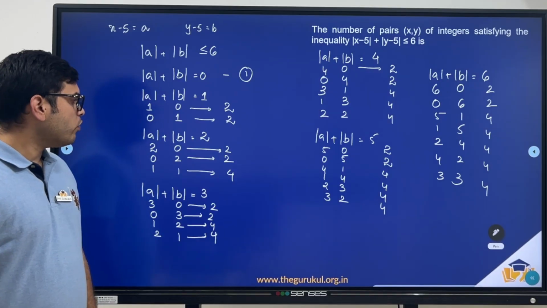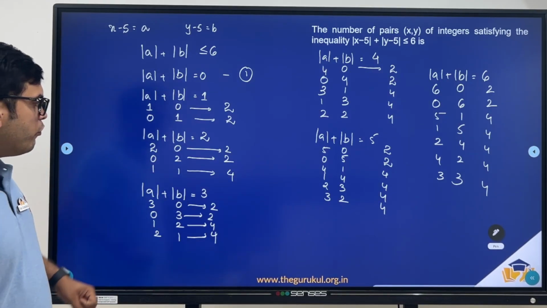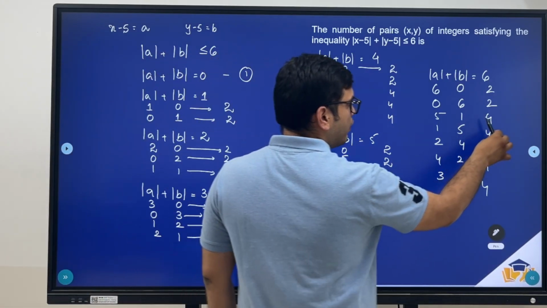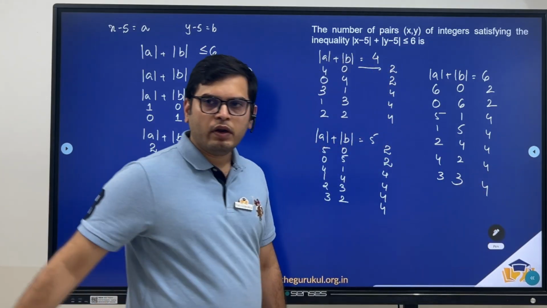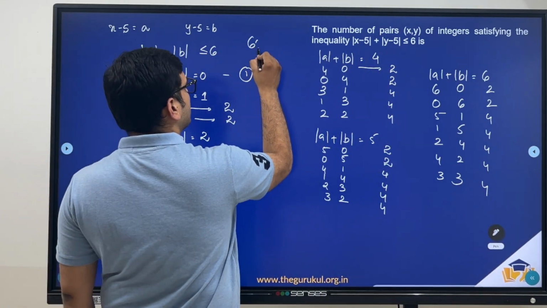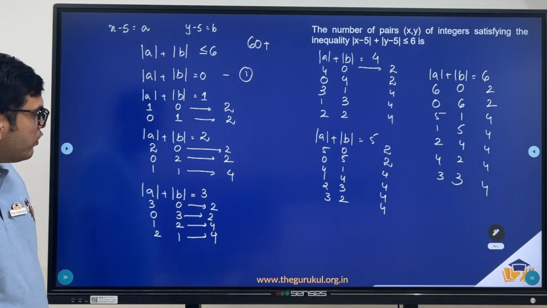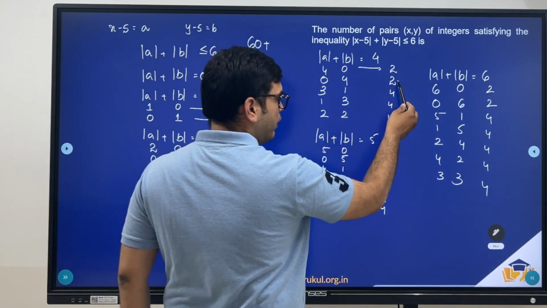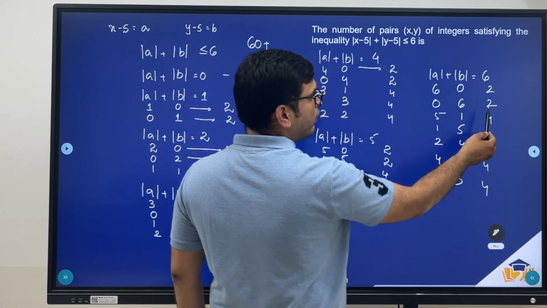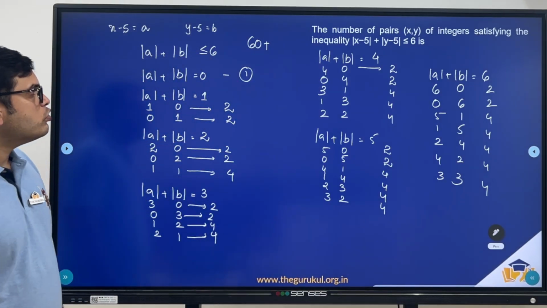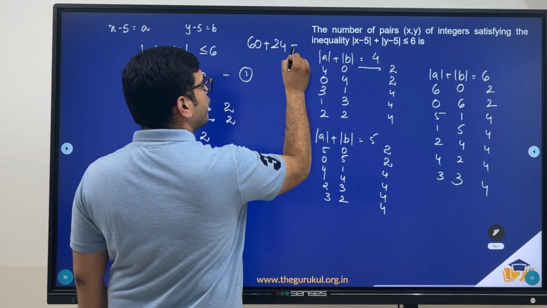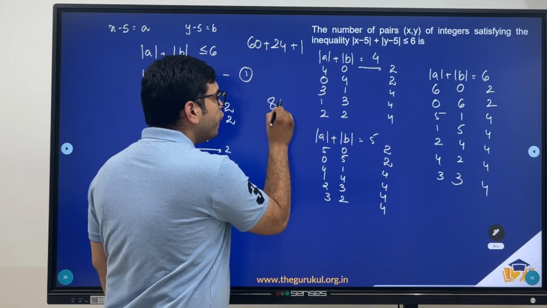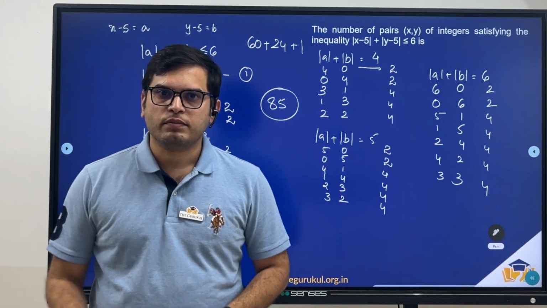Right. Now let us count the total number of possibilities. So how many 4s do we have? 1, 2, 3, 4, 5, 6, 7, 8, 9, 10, 11, 12, 13, 14, 15. Now 15 into 4, 60 plus. Now coming to 2s. 1, 2, 3, 4, 5, 6, 7, 8, 9, 10, 11 and 12. 12 to 24 plus 1. Right. So 60 plus 24 is 84. 84 plus 1, 85 should be the answer to this question.